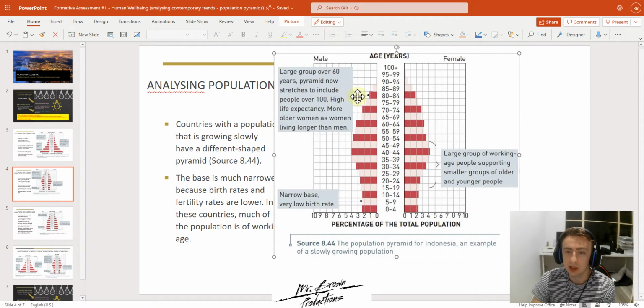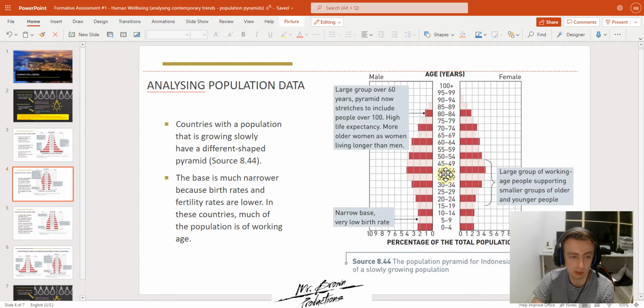And then we can see that over 60, it's still quite large here. So the life expectancy of people in Indonesia is quite high. And we can even see that there are more older women than there are men. So there's lots of different trends and statistics that you can notice there by looking at this graph. Now naturally all of these percentages, once you add them up, will equal 100%. That's going to be important later.